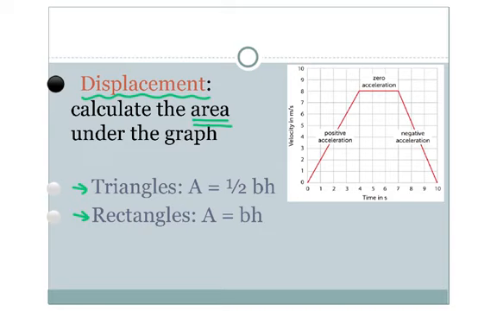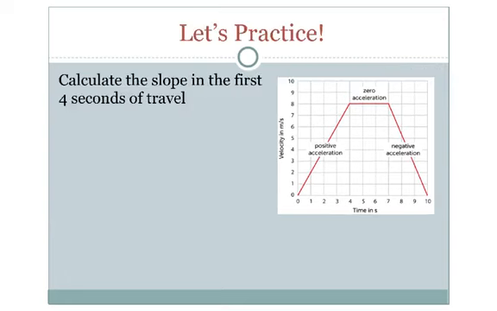So triangles and rectangles. For the area of a triangle, we would do a half base times height. Rectangles are base times height, and then we would add all of the areas together to get the entire displacement. So let's try it out.